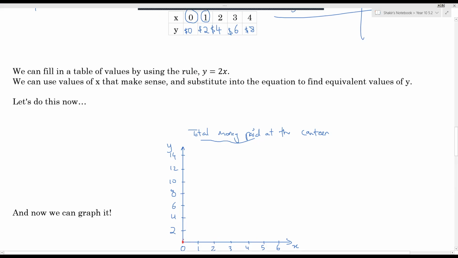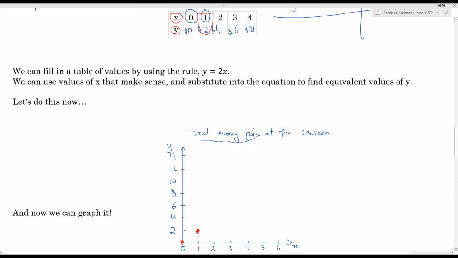So when x is 0, y is 0, I'm going to put a dot there. When x is 1, y is 2. Notice x is the top row, y is the bottom row. So when x is 1, y is 2, and that's going to be a dot there.